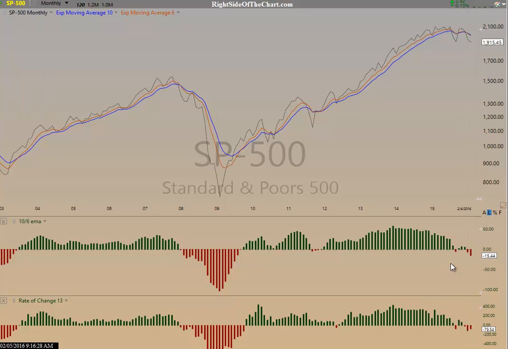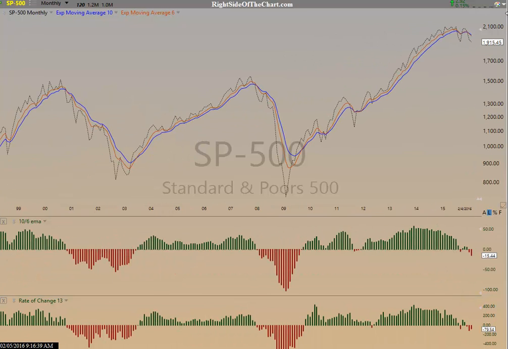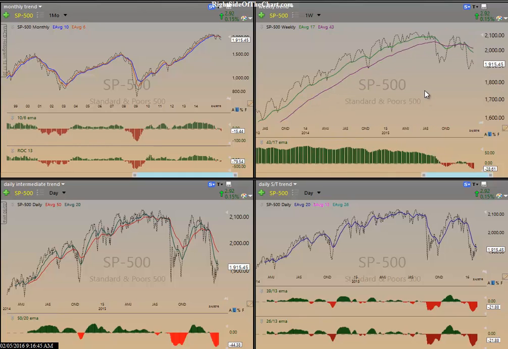But we did have solid, let's just go over here. Solid confirmed sell signals on both the 10-6 EMA and the ROC 13. And that's the monthly time frame. Now, if the monthly is telling us we're in a bear market, then of course the shorter term ones will as well. So I don't want to spend too much time.